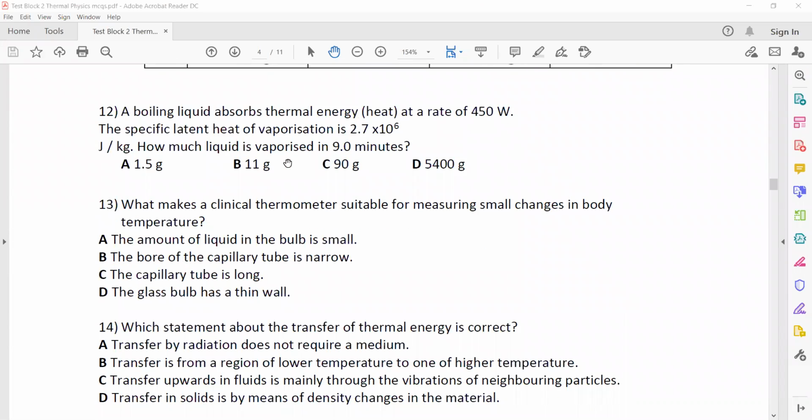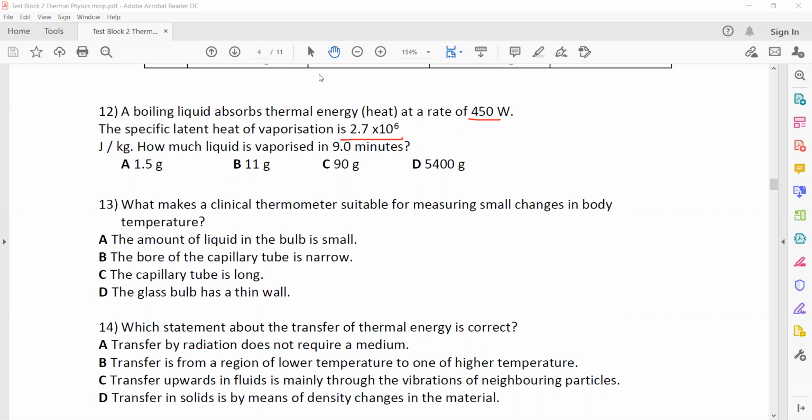A boiling liquid absorbs thermal energy at a rate. So this is a power that is given. The specific latent heat of vaporization is 2.7 × 10^6. How much liquid is vaporized in 9 minutes? Whenever you have a question related to latent heat, the time should always be in seconds. Like when power is there, the time should be in seconds.